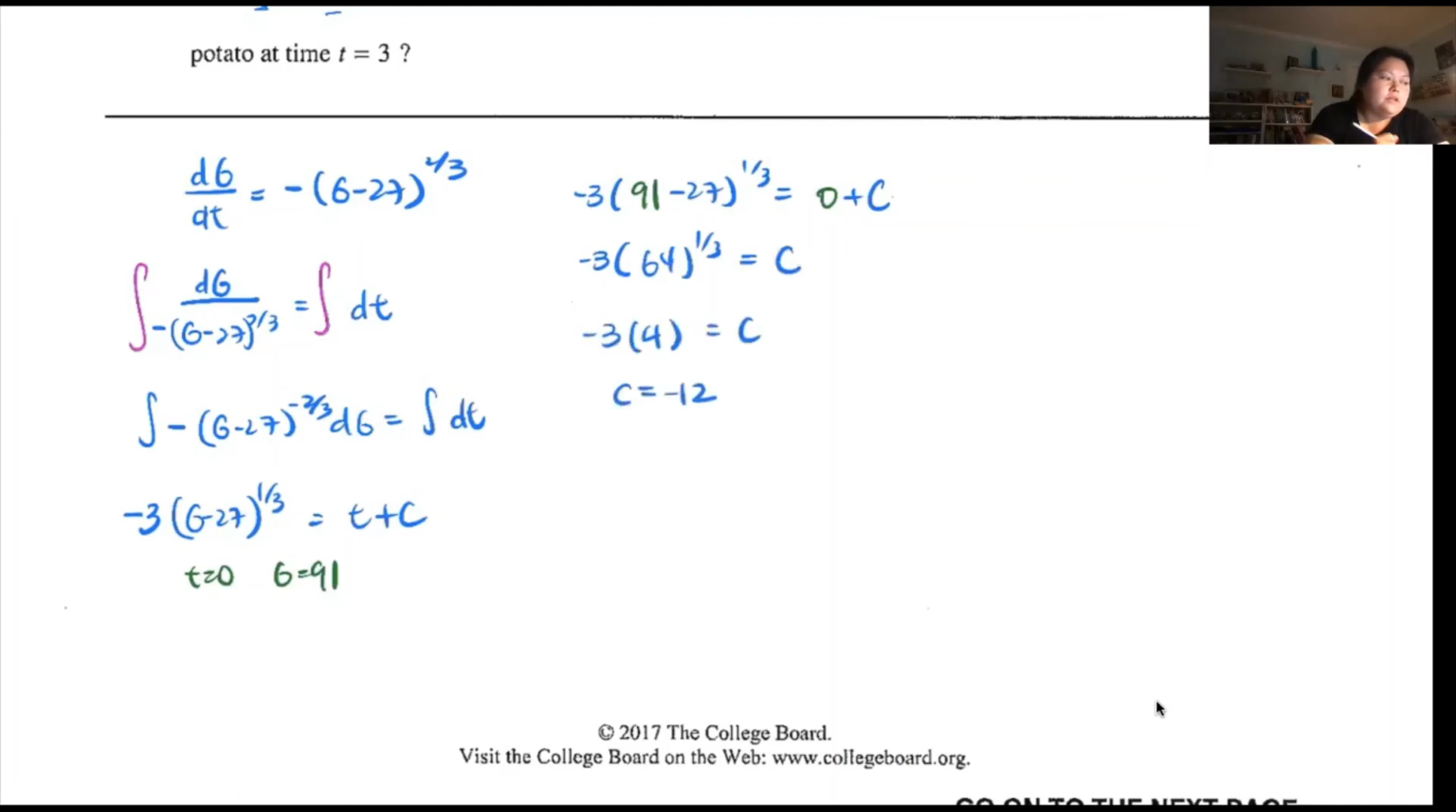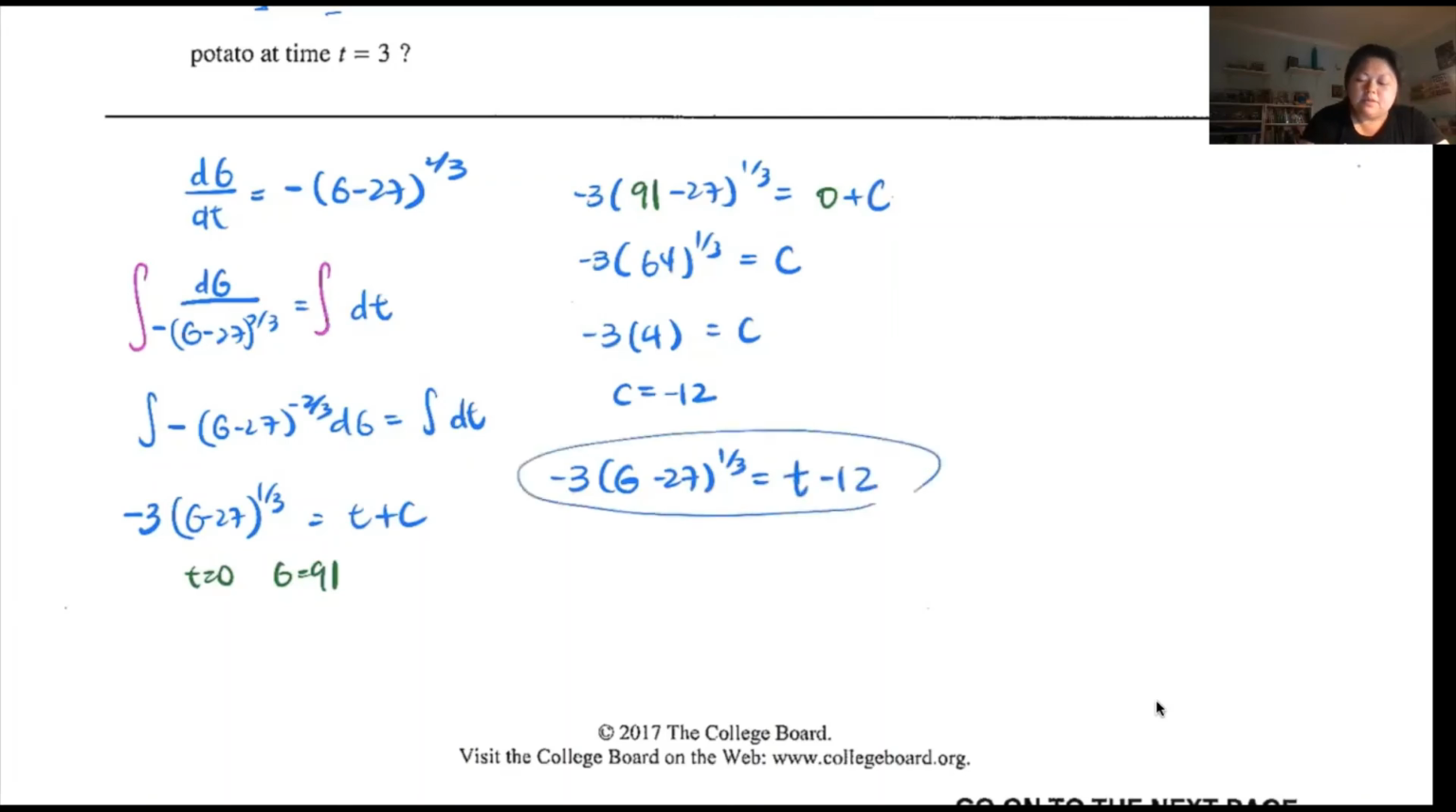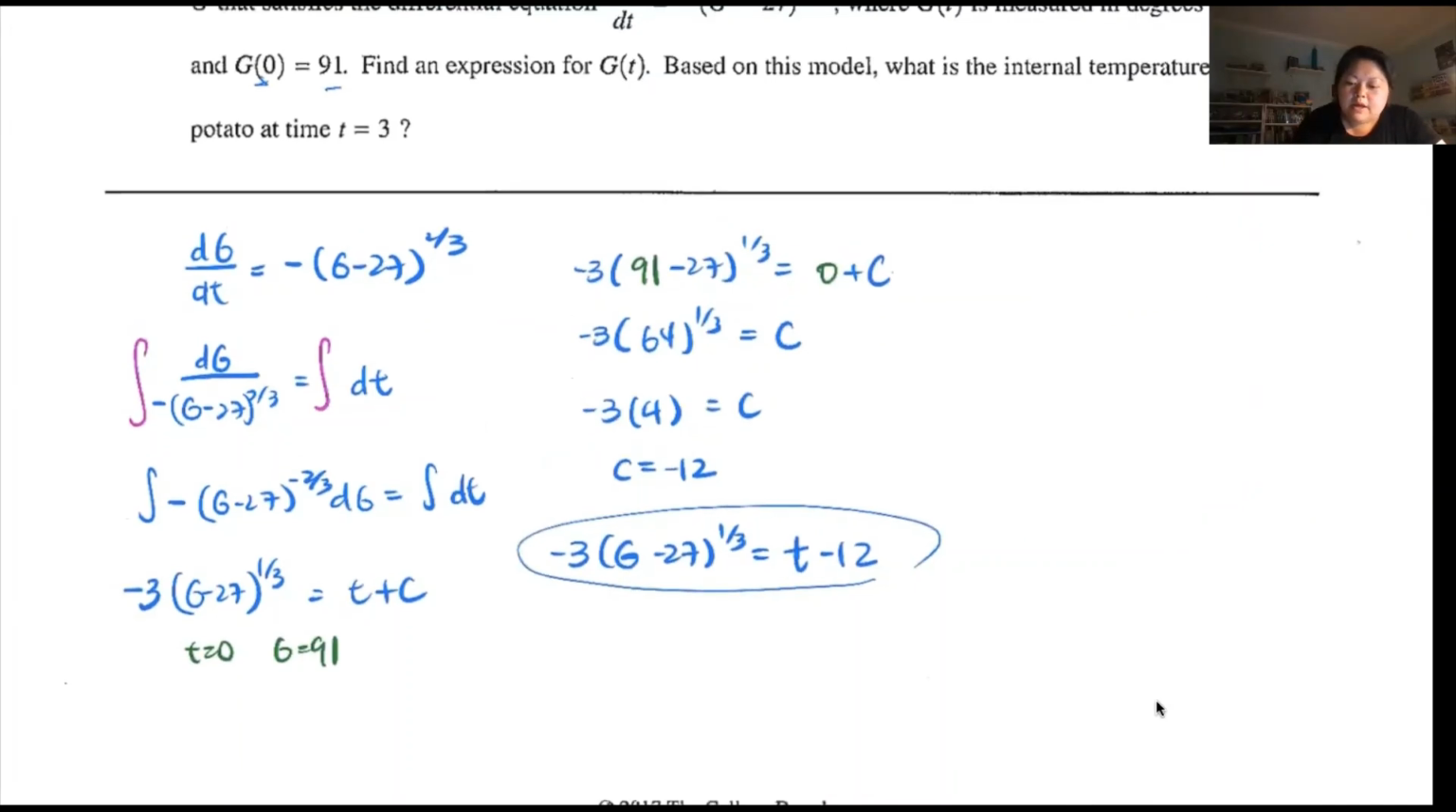All right. So now I can put it back in my equation. Negative 3 times (g minus 27) to the 1/3 equals, oh sorry, t minus 12. So that's my equation. Now, based on this model, we have to find the internal temperature at t equals 3. So at t equals 3, plug it in. You can clean this up a little bit, but it's totally fine.